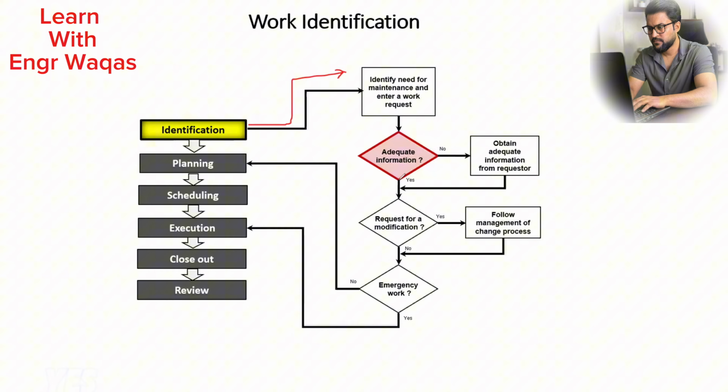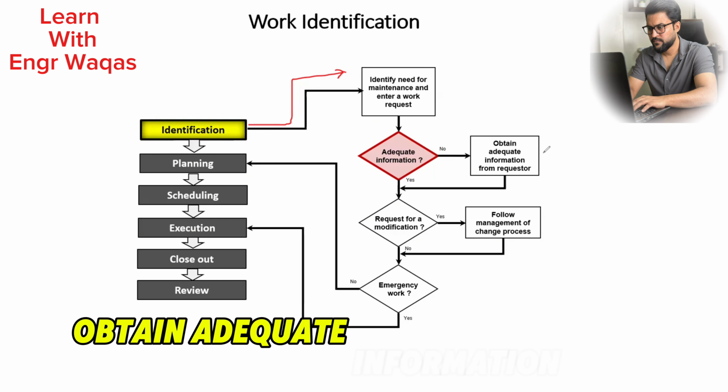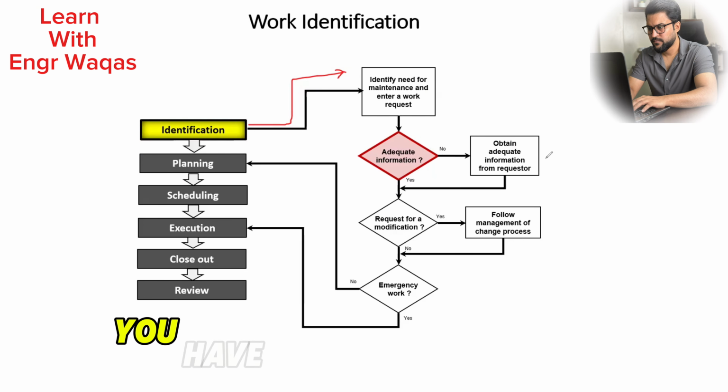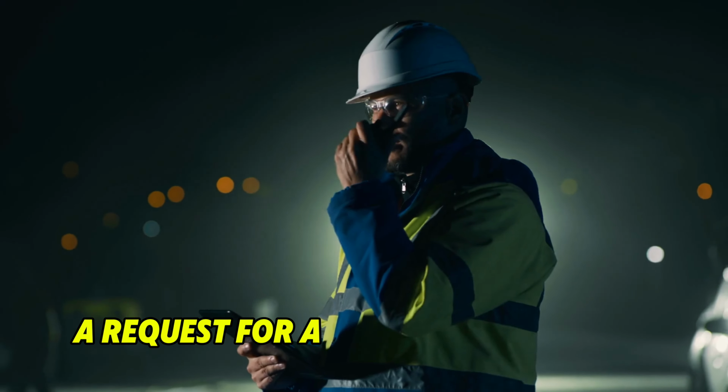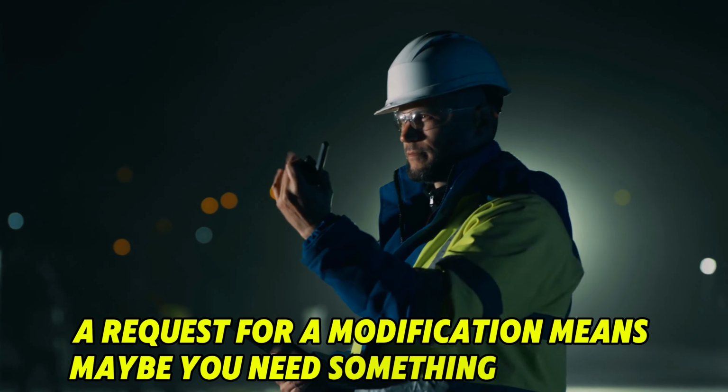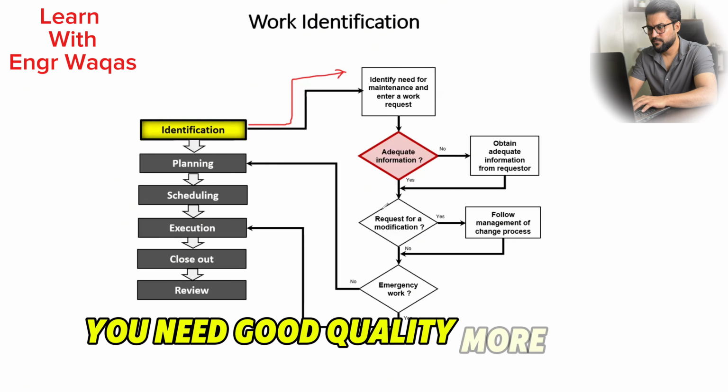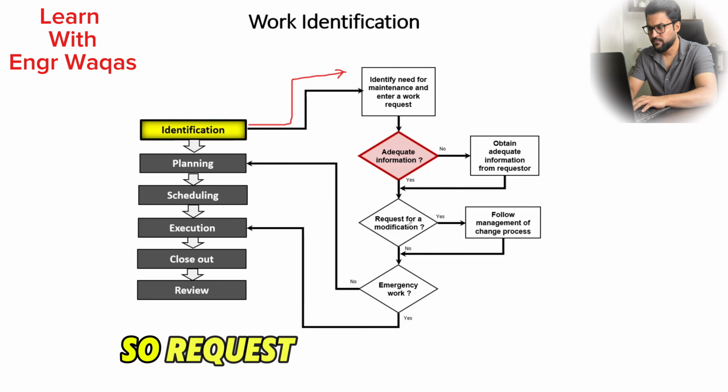You can consult with your site staff, right? Adequate information should be documented, what is the reason behind that malfunctioning or breakdown of that pump. And there are two possibilities then. If yes, it means a request for a modification. If no, obtain adequate information from requesters. You have to identify the adequate information. A request for a modification means maybe you need something upgraded, a better quality kind of pump.